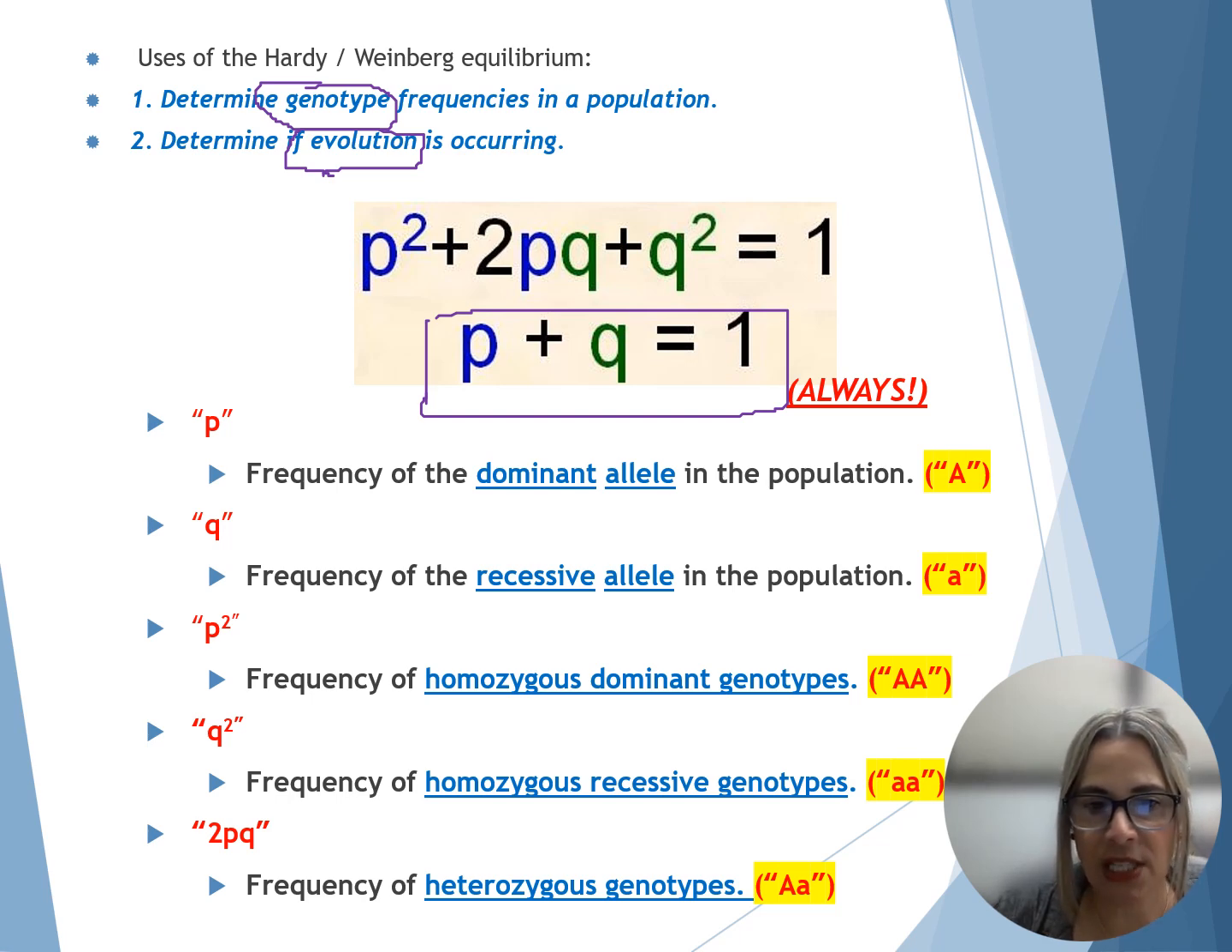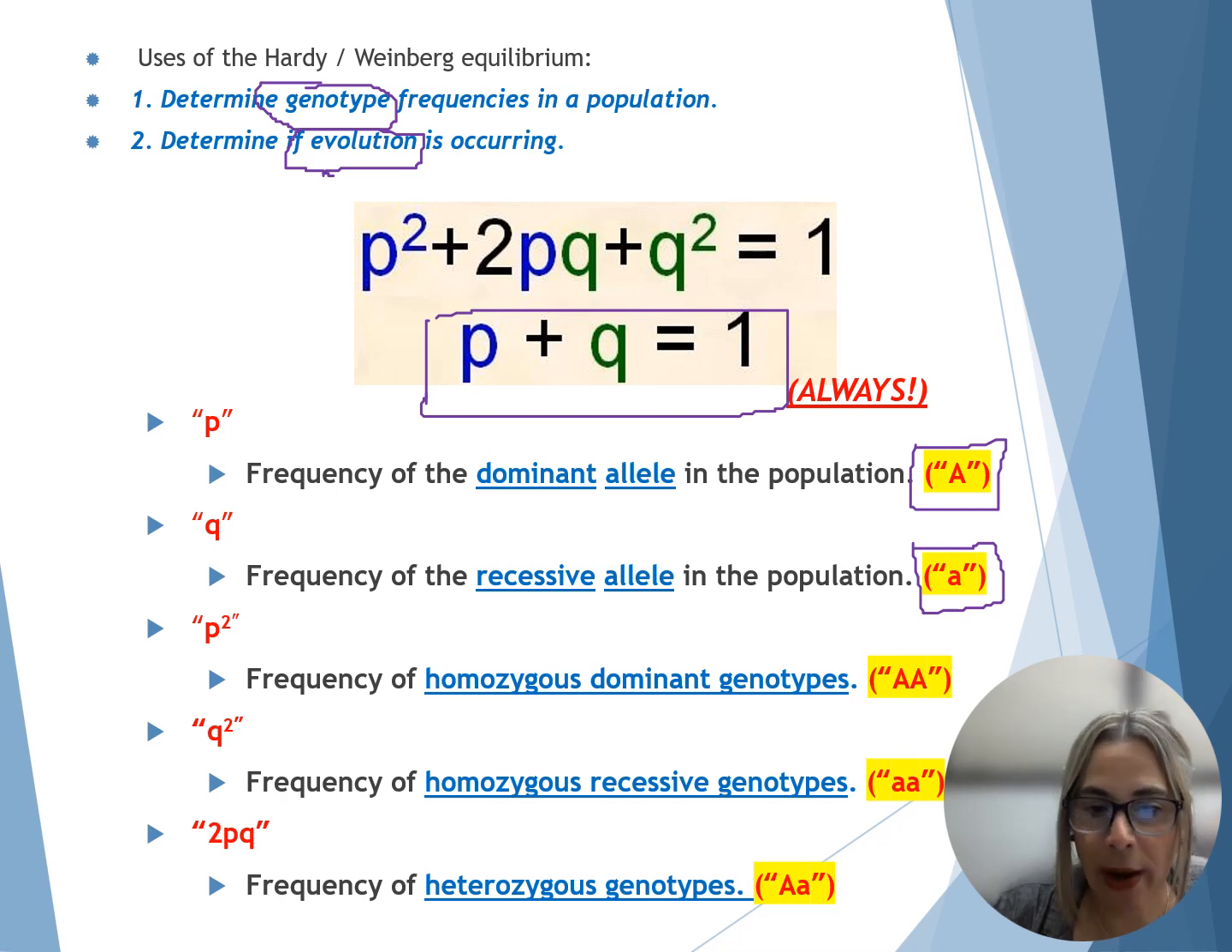Okay, so what do these different variables mean in this equation? p, and notice that's not p squared, p represents the frequency of the dominant allele. If we use the letter A for our genotype combinations, notice that this is a dominant allele, not a genotype. So p represents the frequency of all the dominant alleles in the population, so that would be our capital A's. q represents the frequency of the recessive alleles in our population, so that would be our lowercase a.